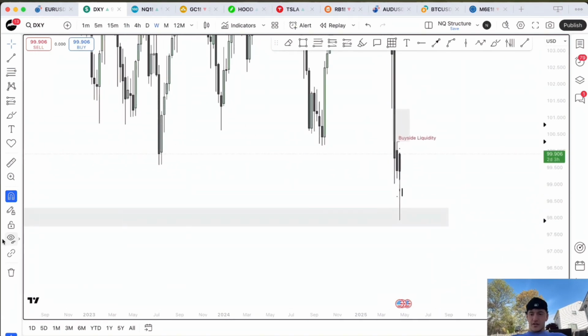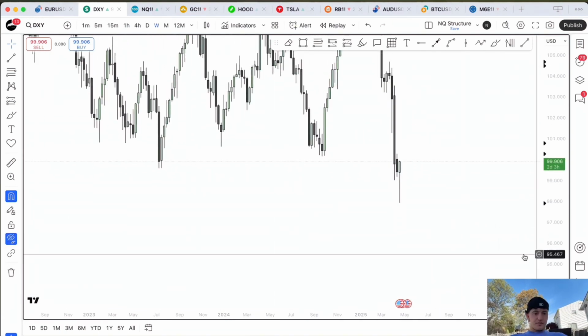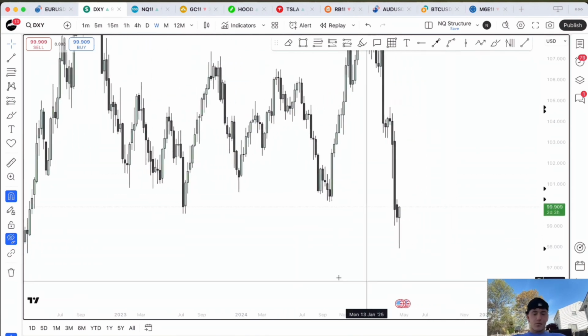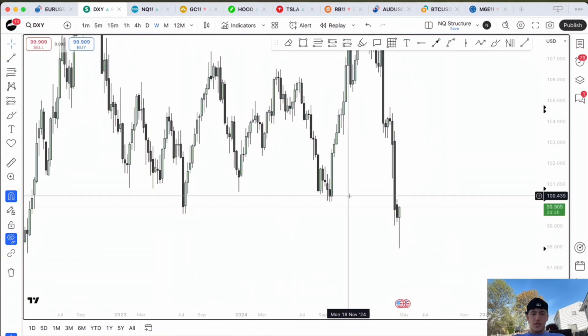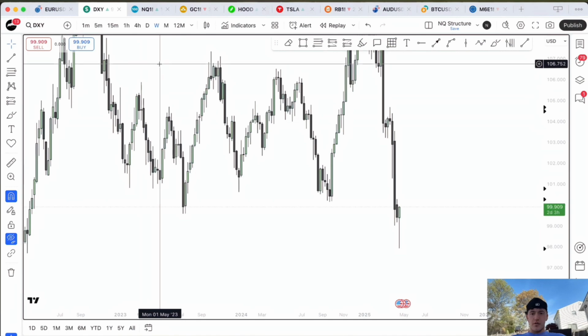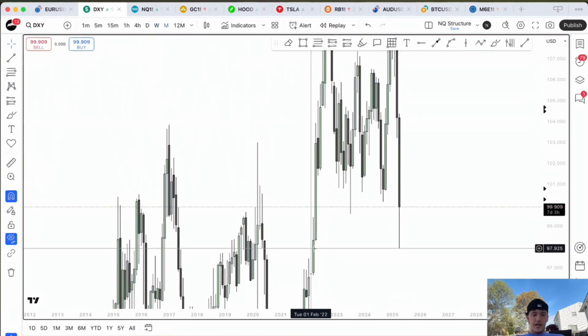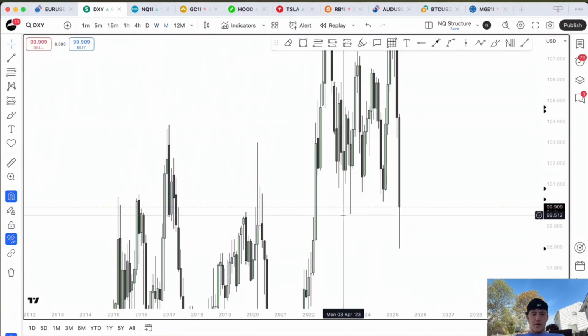Dollar index, let's clear all this stuff too. Dollar has done what? Run major sell side liquidity pools, all resting below here. And we go to the monthly too. It's inside of this monthly bullish fair value gap that is below this external range low here.